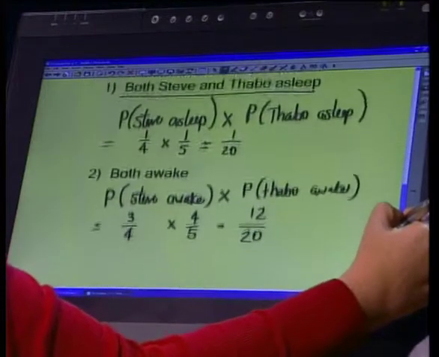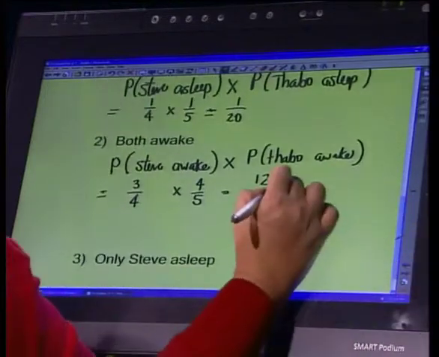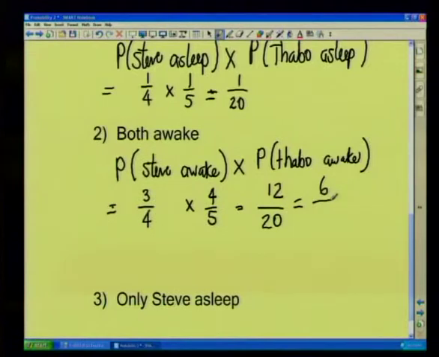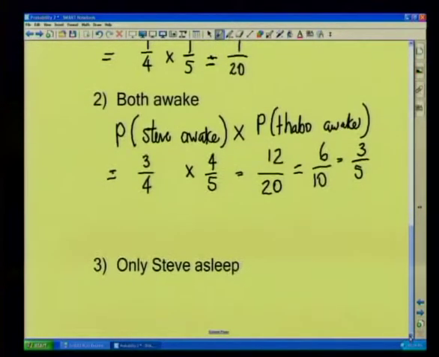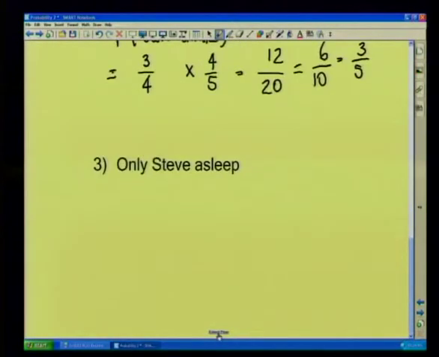Okay, so 12/20, and that could be simplified to be 6/10 or 3/5. So 3/5 of a chance that you've actually got both of them awake, which is a bonus. Okay, what are the chances of only Steve being asleep?